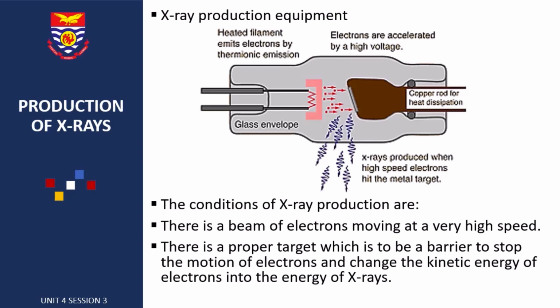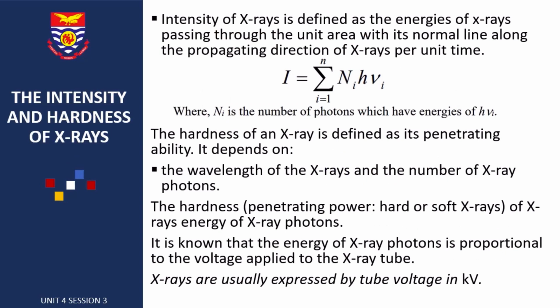There are some conditions that need to be considered in the production of X-rays. One is that there is a beam of electrons moving at a very high speed, that is from the cathode. Two, there is a proper target which is to be a barrier to stop the motion of the electrons, and that is our anode, and changes the kinetic energy of the electrons into the energy of what? X-rays. We can actually measure the hardness of X-rays.